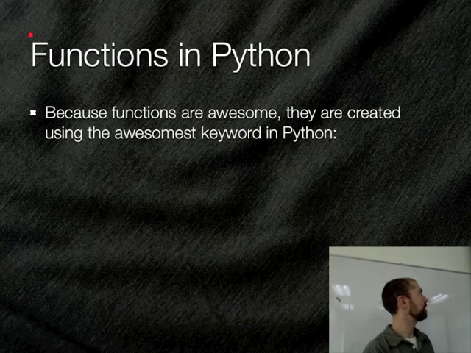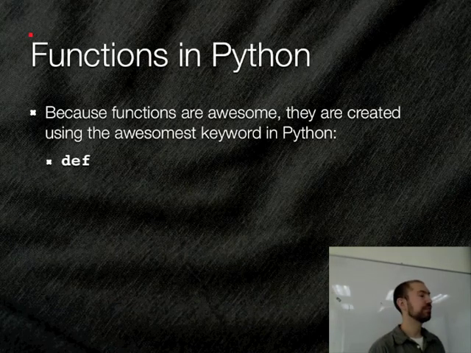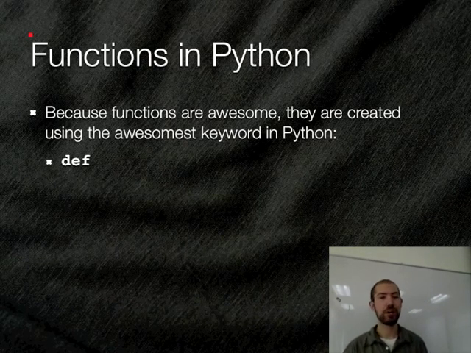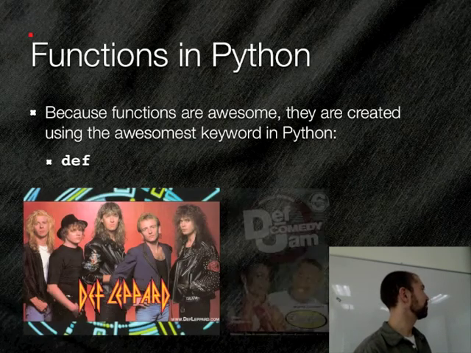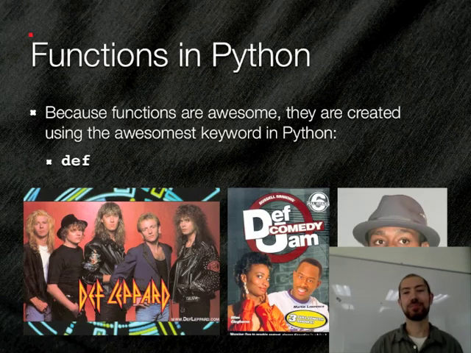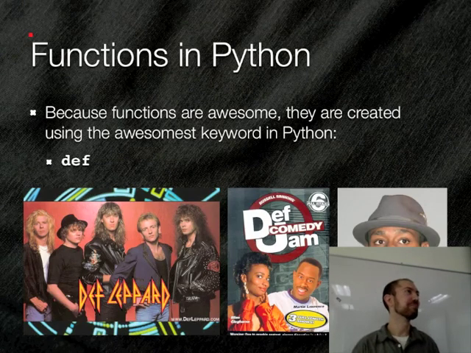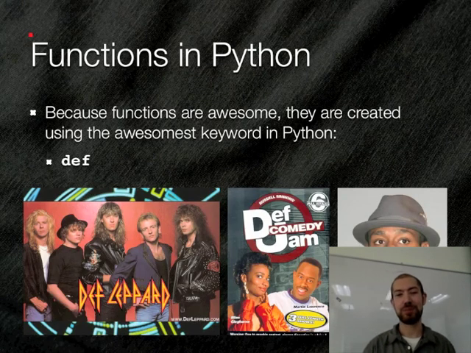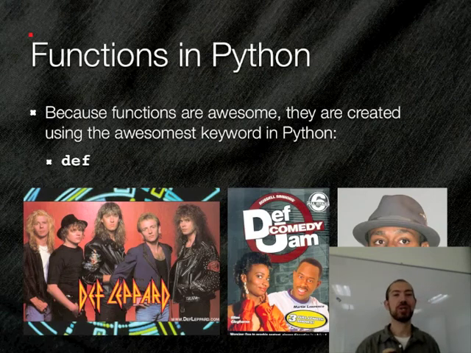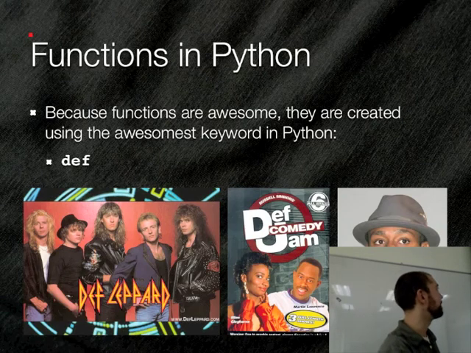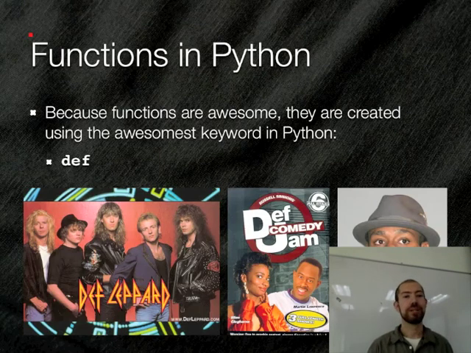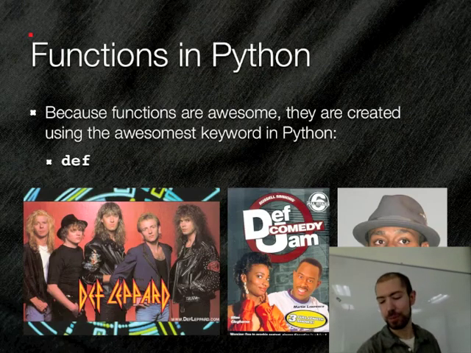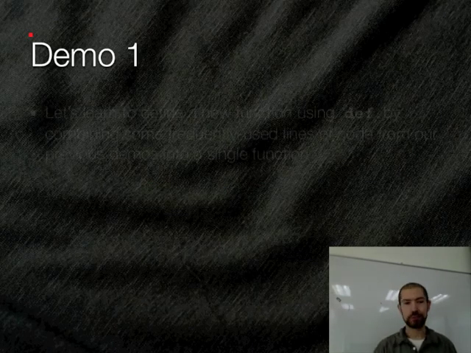So we use the awesomest keyword in Python, which is called def. And we know that anything cool, you can use the word def to describe it, like Def Leppard, Def Comedy Jam, or Most Def. So if something is def, it has to be pretty amazing, right? It actually stands for define, so you can define your own function. But functions are pretty great, so that's a good way to remember the def keyword. And that's what we're going to use to create functions.